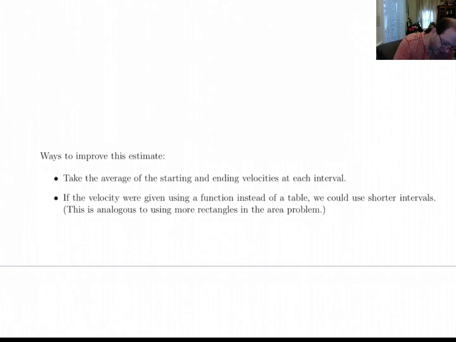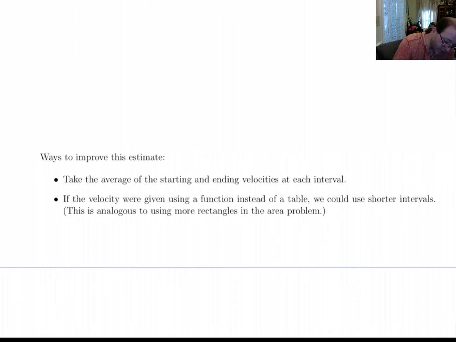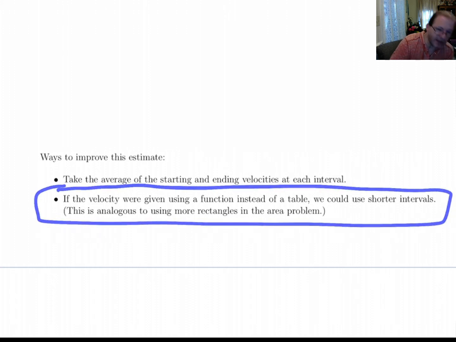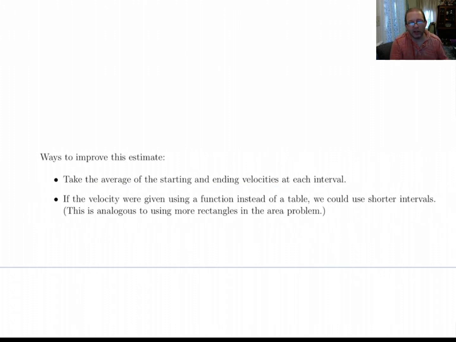Ways we could improve this would be to take the average of the starting and ending velocities at each interval. And this other one here is sort of a what if. In this particular problem, we can't improve it using this, but if the velocity were given to us as a function instead of a table, we could use shorter intervals. Instead of using 5 seconds, maybe we could shrink it down and use 1 second or 1 millisecond if we had all that information. That would be analogous to using more rectangles in the area problem. But anyway, this is how you can use the data to estimate the distance covered. All right, that's it for this section.